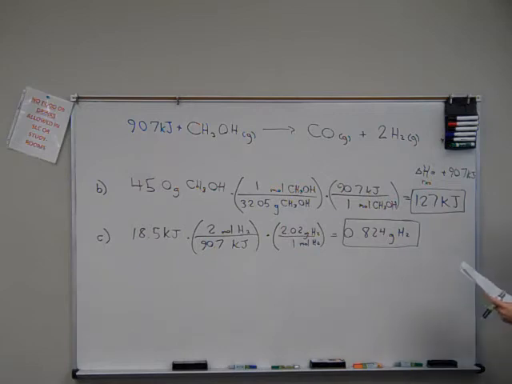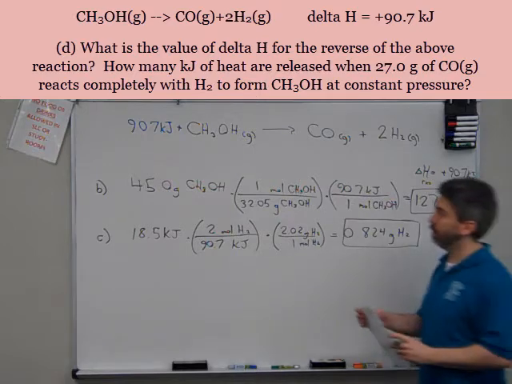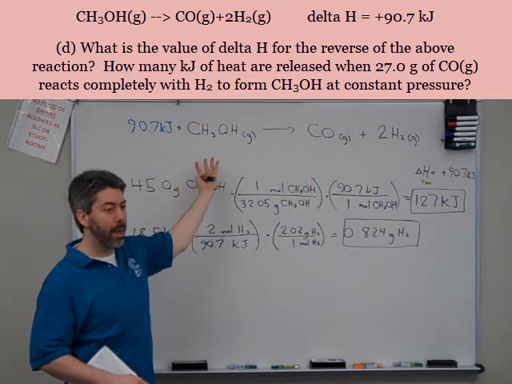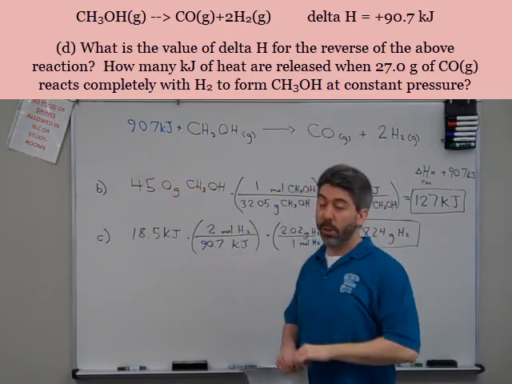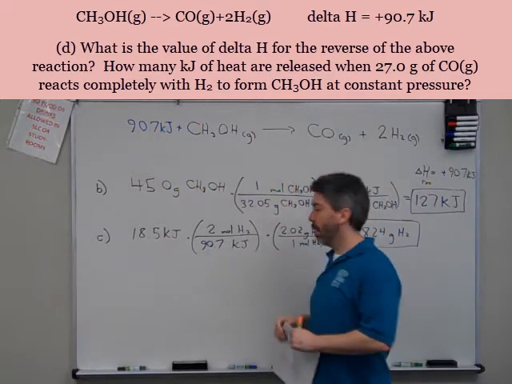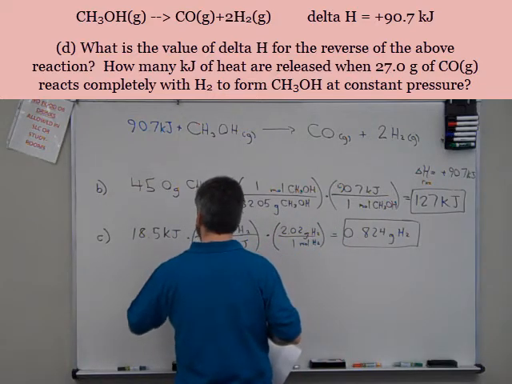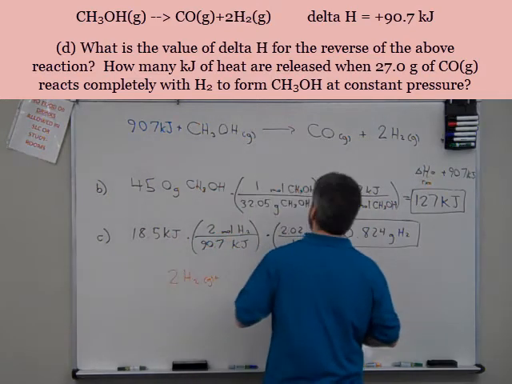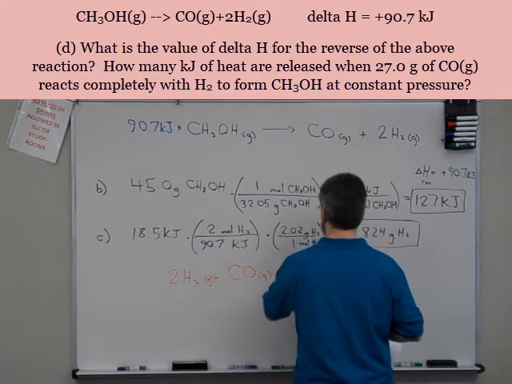Now for the last one, it says, what is the value of delta H for the reverse of the above reaction? So if I flip this reaction, because, as you may or may not know, reactions actually can go both ways. So you could actually have 2H2 gas plus CO gas going to form CH3OH.